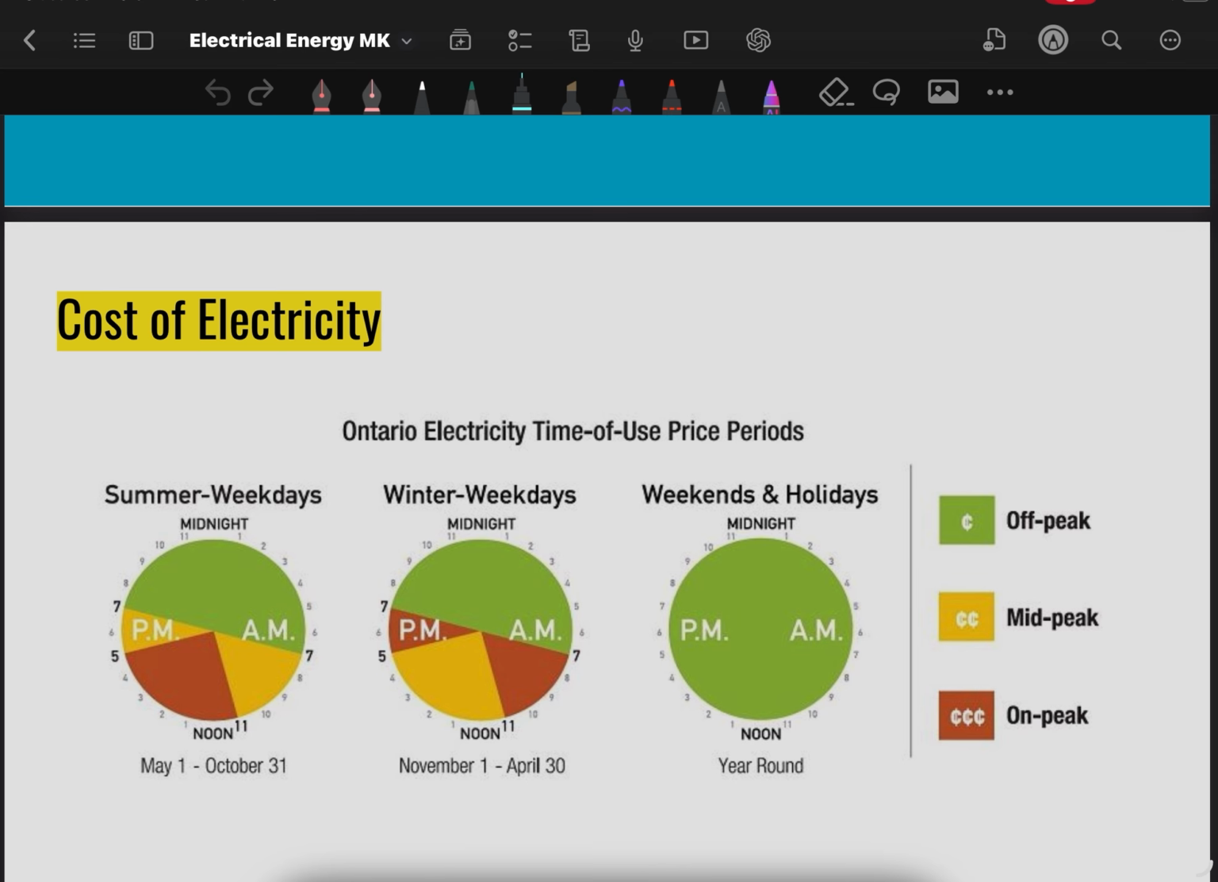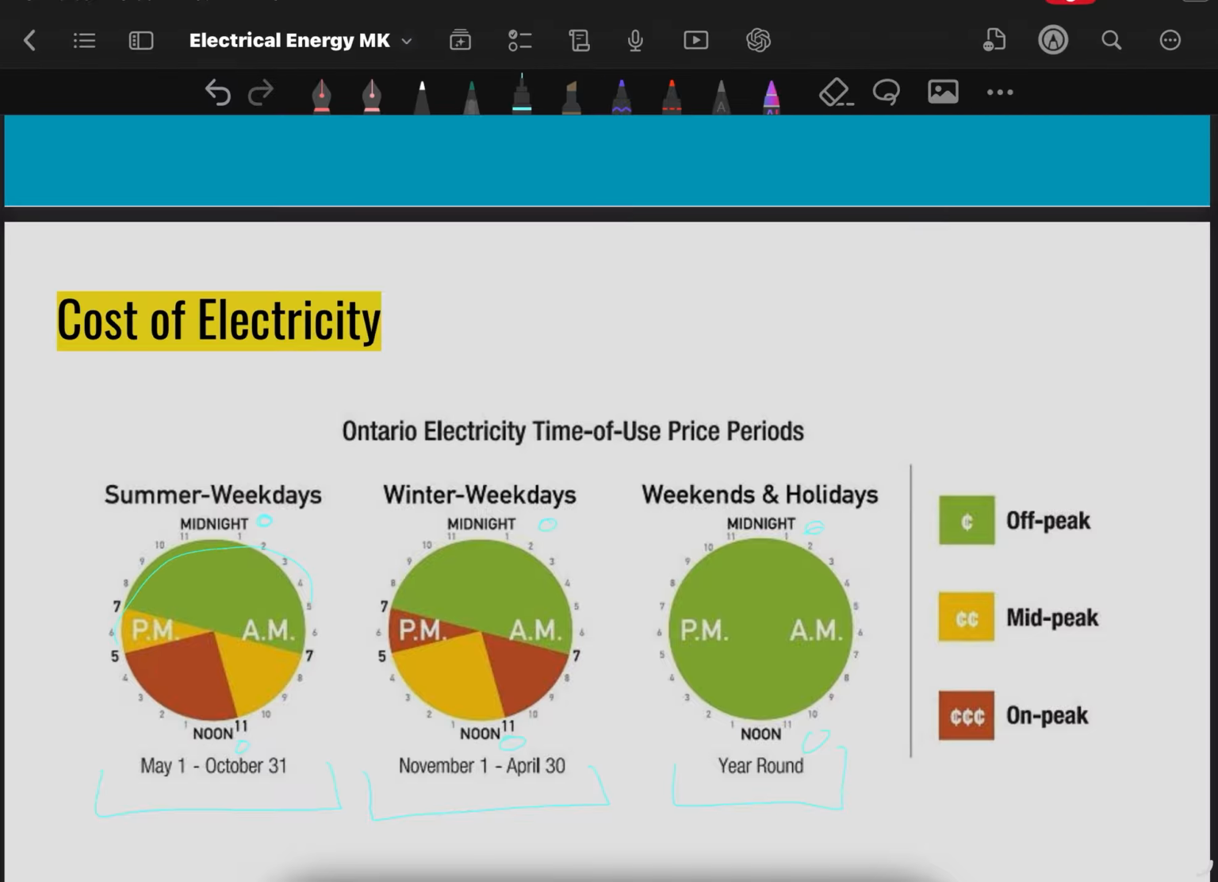So we have midnight in the summer weekdays, midnight in the winter weekdays, and weekends and holidays with the midnight on the top section here. And that is these little top sections here. And then we have the noon. And we have the precise dates of them on the bottom.